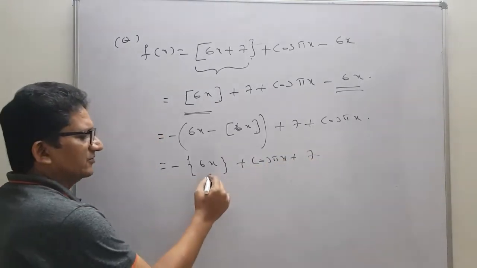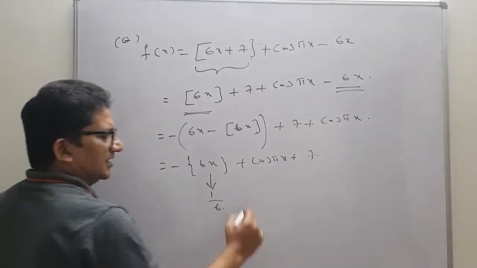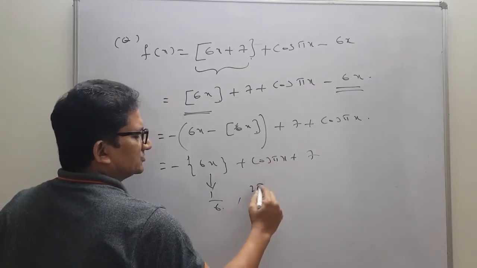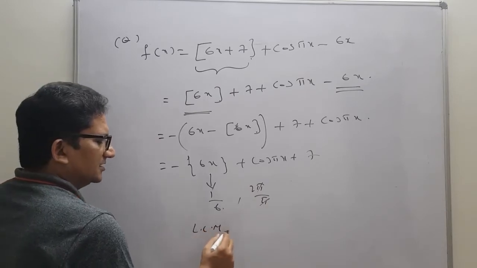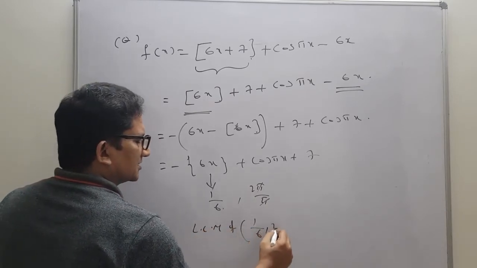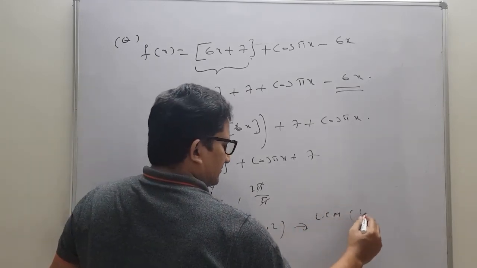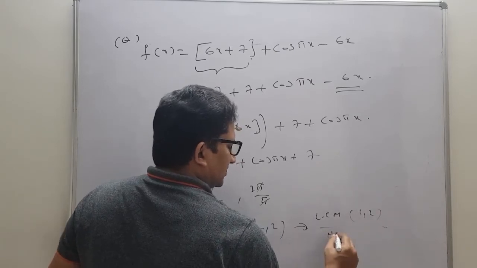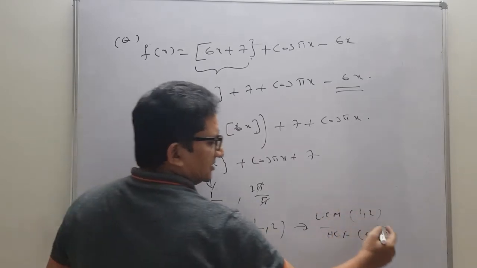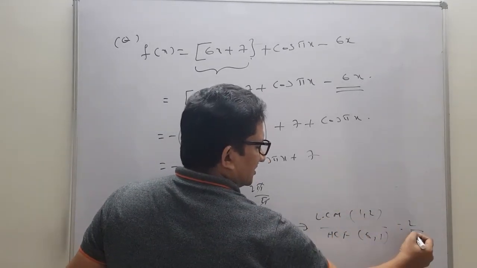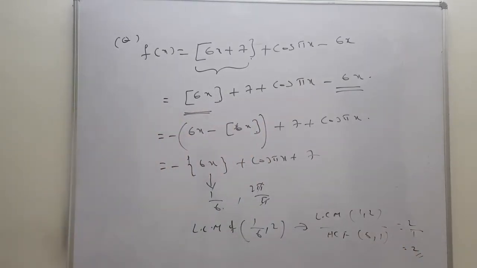Now to find the period, we know that the period of this one is 1 by 6, this negative sign won't affect us. And next, cos pi x has period 2 pi by pi, which is 2. Now we want the LCM of 1 by 6 comma 2. That means we need to write LCM of 1 comma 2 divided by the highest common factor of 6 comma 1. Here 2 means 2 divided by 1. So LCM of 1 comma 2 is 2 and HCF of 6 comma 1 is 1. So that means 2 is the result.